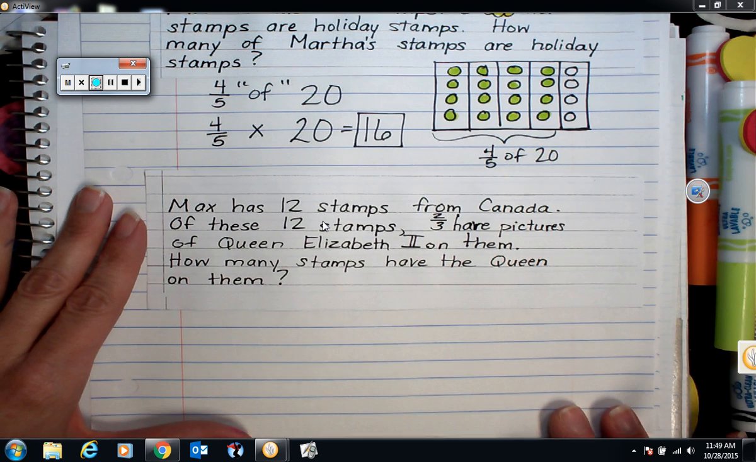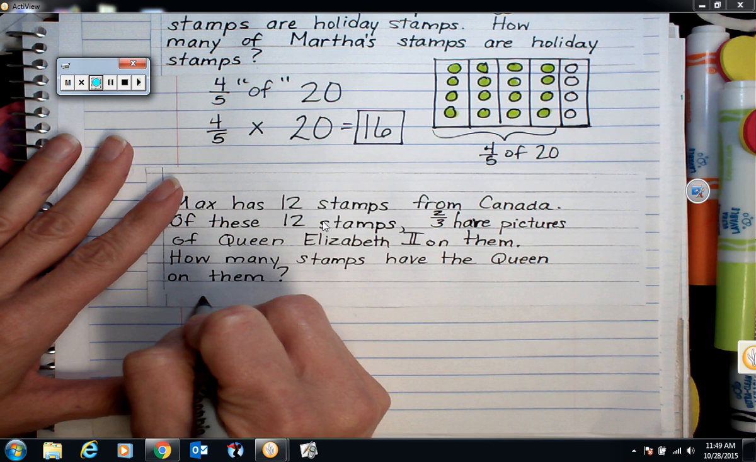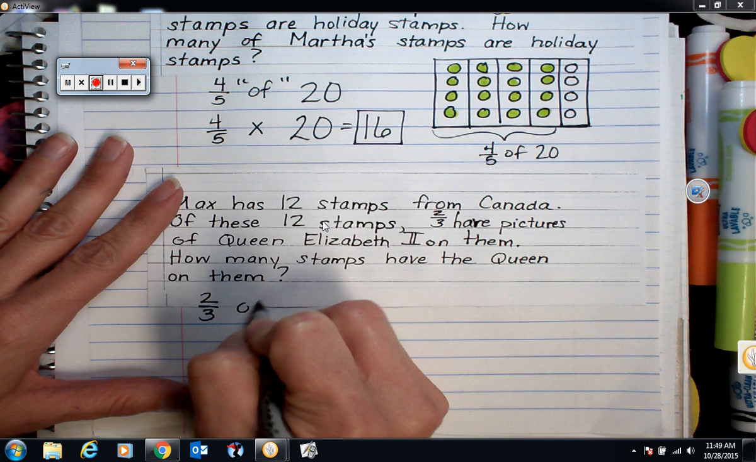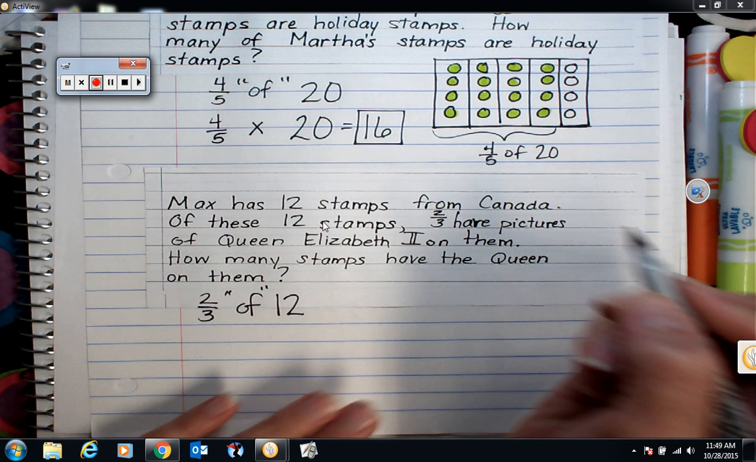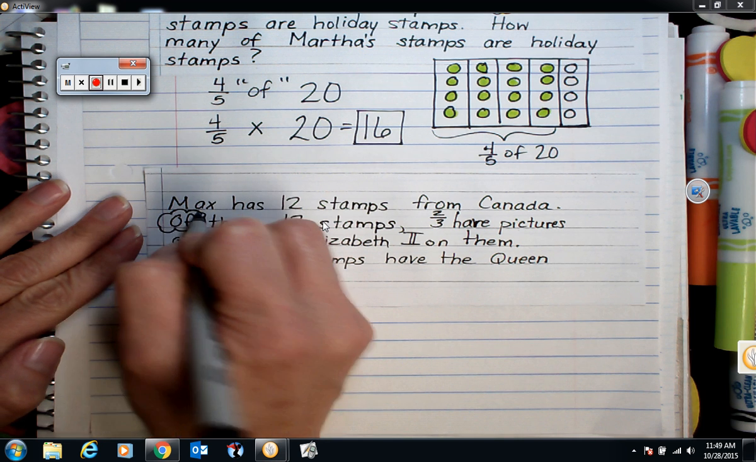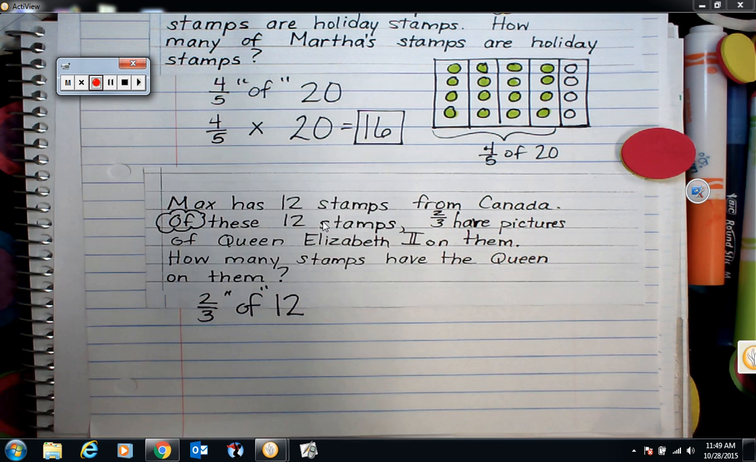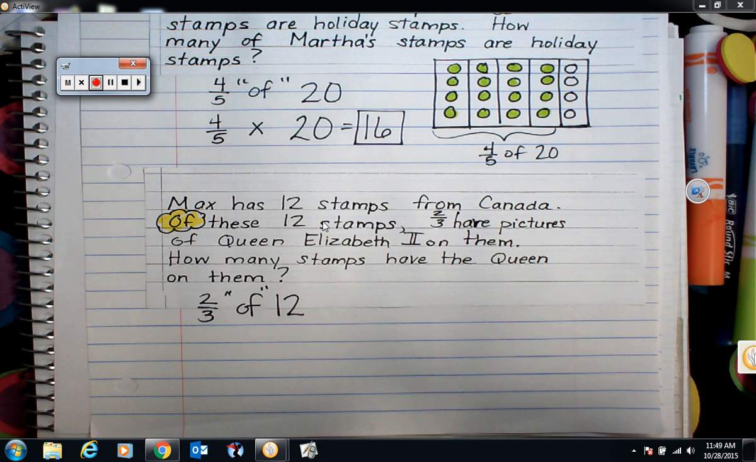So this time I'm also looking for 2/3 of 12. And there's my big keyword. So I'm going to go ahead, since I have that keyword right here in my problem, that tells me I'm looking for 2/3 of 12. I'm going to bubble and highlight that because that word of tells me to multiply.